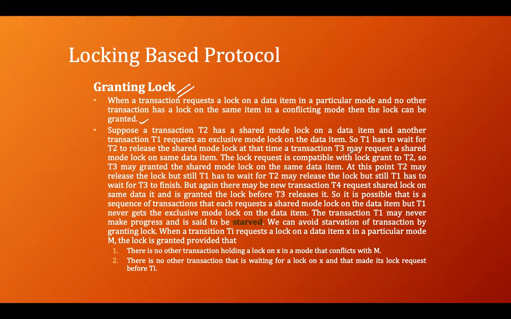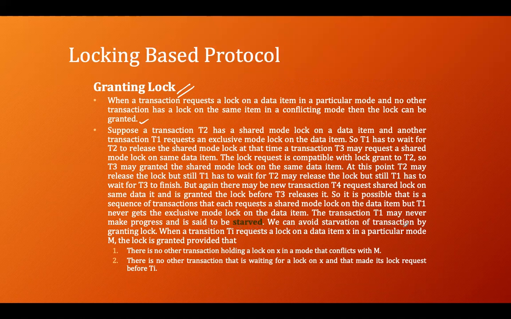At that time, transaction T3 may request a shared lock on the same data item. The lock request is compatible with the lock granted to T2, so T3 may be granted the shared lock. At this point, T2 may release the lock, but T1 still has to wait, now for T3 to finish. Again, a new transaction T4 may request the shared lock on the same data item and be granted it before T3 releases. So it is possible that a sequence of transactions each requests a shared mode lock on the data item, but T1 never gets the exclusive lock. The transaction T1 may never make progress and is said to be starved.